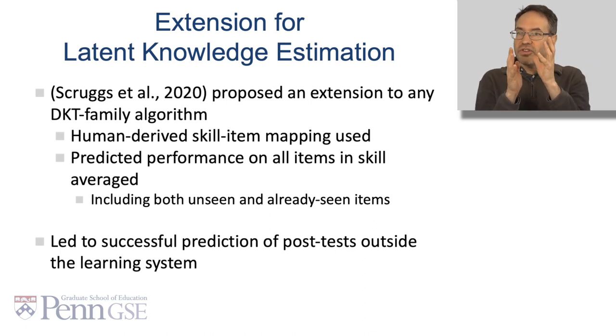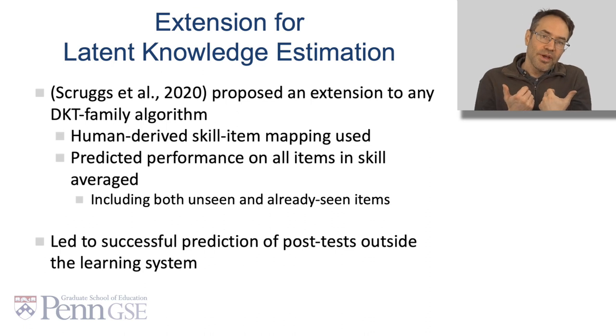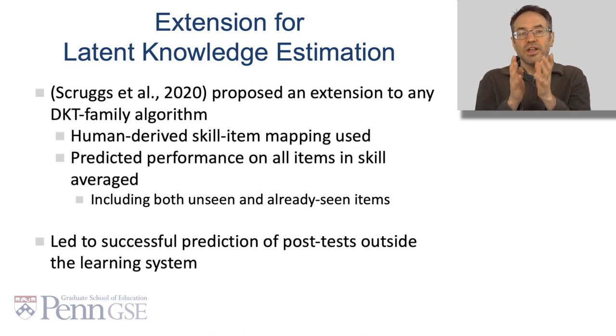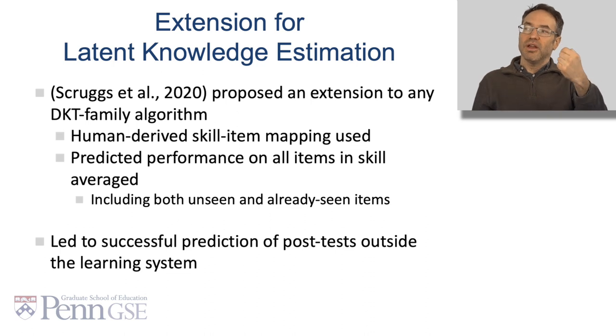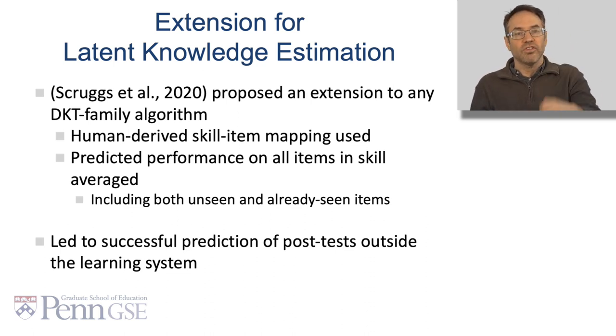It turned out that these averaged estimates, despite being a fairly crude method, and I can call it a crude method because I was a co-author on it, led to successful prediction of posttests outside the learning system. So it was actually capturing something latent about student knowledge that could be adapted to new items involving the same skills in a different setting.